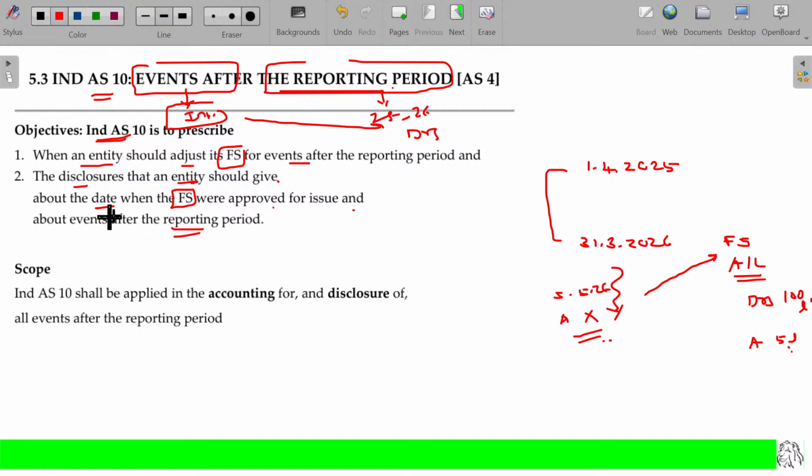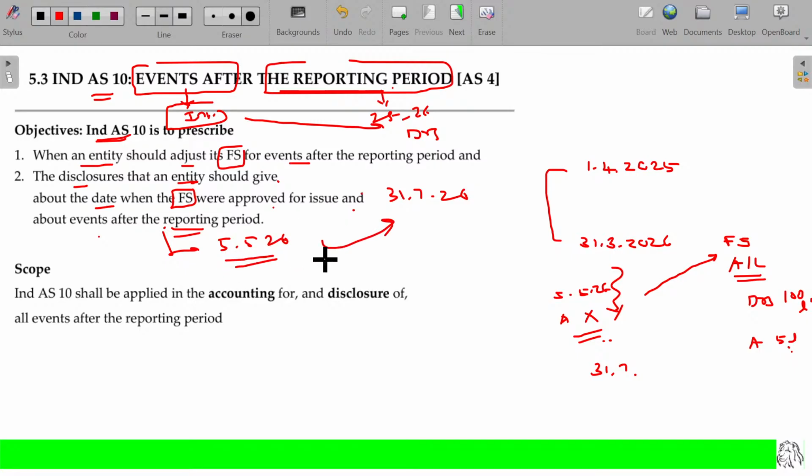Okay. So about the date when the financial statements were approved, the approval date being say 31st July. Approval date is this one. What about the events after the reporting date? This happened on 5/5/26. Before it gets approved, we came to know, then this could be incorporated here.